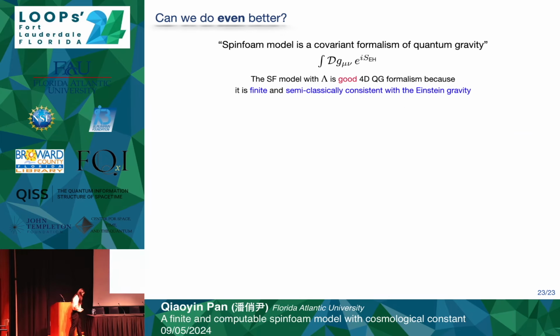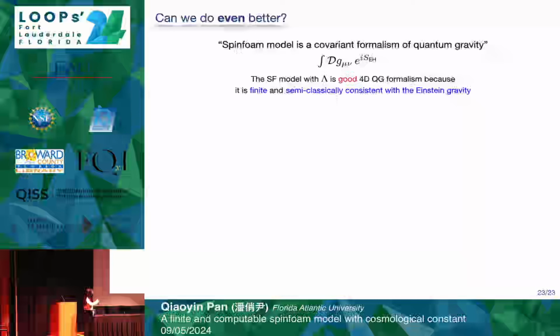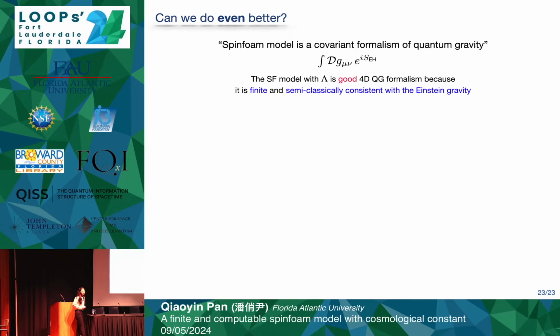As a last point, I want to repeat what I mentioned at the beginning. So the Spinfoam model is a covariant formalism of quantum gravity. Throughout this talk, I hope I've shown you that this Spinfoam model with a lambda is a good formalism because it's finite and it's semi-classically consistent with Einstein gravity. But there's still ambiguity because the Spinfoam model, by construction, depends on the triangulation of the four-manifold. But we expect that a better formalism should be independent of triangulation.